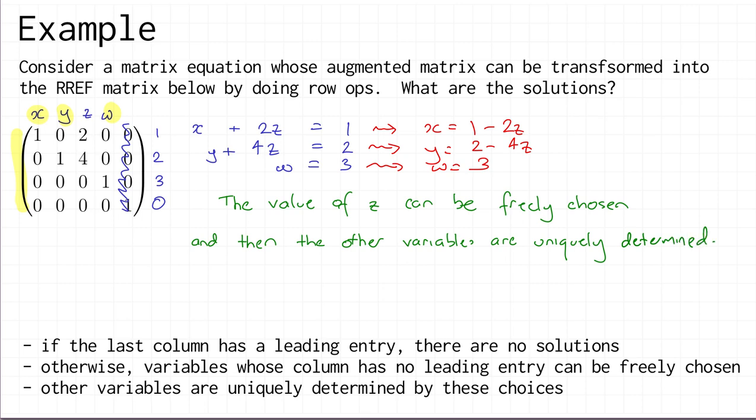What I mean by that is if you choose z to be equal to 42, then x must be equal to 1 minus 2 times 42, and y must be equal to 2 minus 4 times 42, and w must be equal to 3.